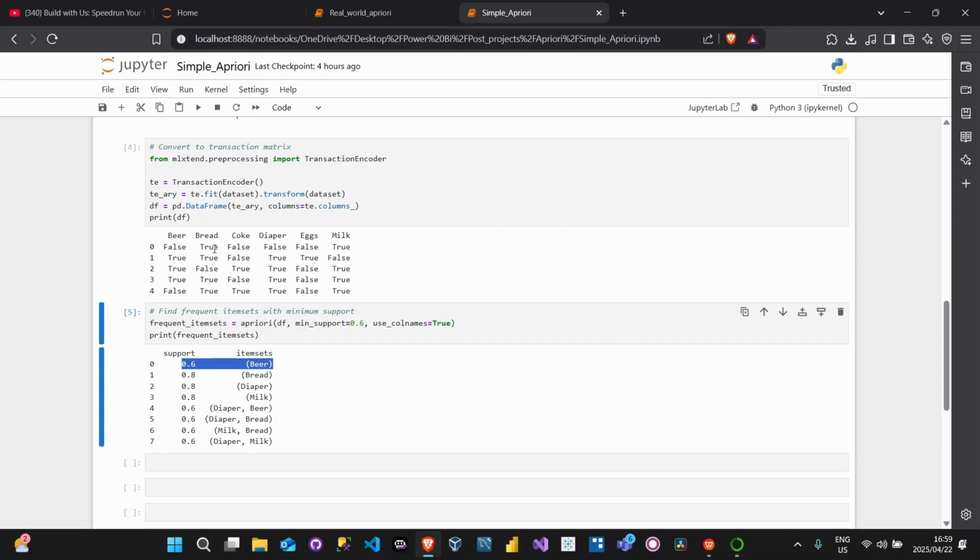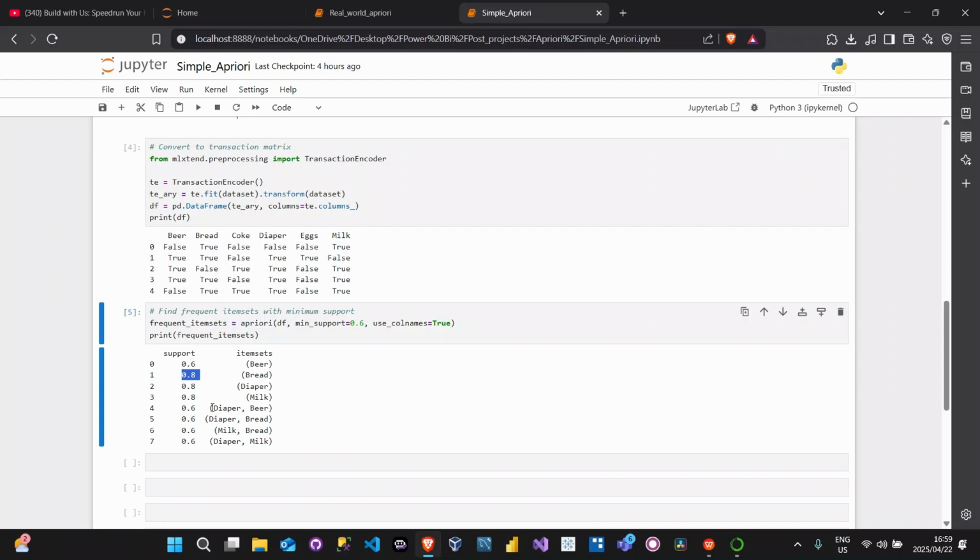The same goes for bread. We've got bread in our first transaction, bread again in our next transaction, bread again in our fourth transaction, and bread again in our last transaction. So we've got 4 out of 5 occurrences where bread was bought by our client. This gives us a support of 0.8.